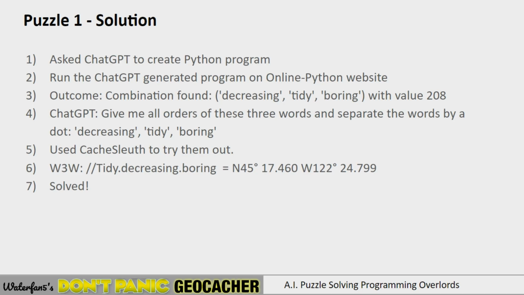So yeah, it worked. We got a program, we ran the program, and it instantly came back with the value. And then because I was being very lazy, I also asked it to give me all the combinations of those words. So there was 6, 3 times 2 times 1 combinations. And then I used the cache sleuth website to test them one by one till we got one that met the right degrees that we needed. And then we got this location. And as we saw, that was where the original stash is located.